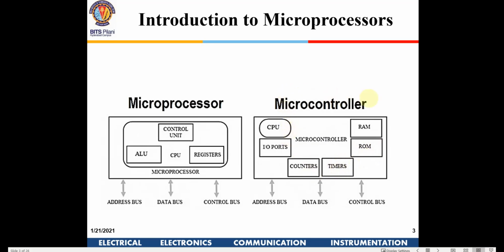So essentially a microcontroller, you could call it a mini computer, whereas this is just the computing portion. Okay, it is just the CPU. Microprocessor is essentially just a CPU, whereas microcontroller is an entire mini computer. Okay, it can do tasks independently. So this is the basic difference between a microprocessor and microcontroller.